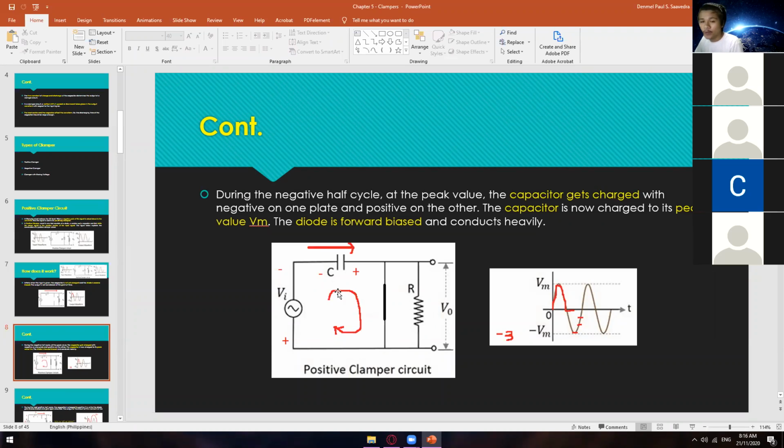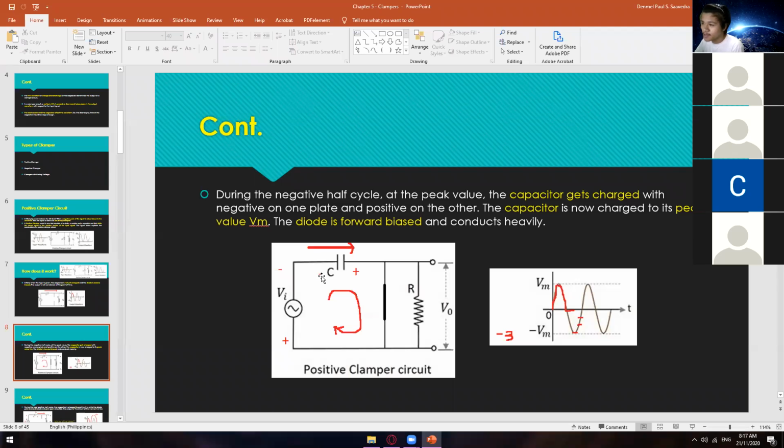If we have a closed circuit, that's the time that our capacitor will charge. And then what is the sign of our capacitor? As you can see right here, whatever the sign is, let's say if it's negative, then that is also the sign of your capacitor here. So how did we get this negative and positive sign of the capacitor?